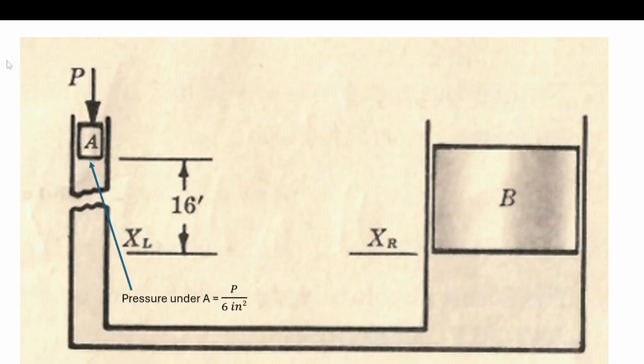Now we need to go to the other side and figure out what the pressure at XL is. So we're going to start with the pressure under A, and that's going to be the force, right? In this case, we're neglecting the weight of A, but for the force, we're going to use the force that's being pushed down on A. So that's P, right? We don't know that. That's what we're trying to solve for. And we divide it by the area, which is 6 inches squared. But we also need to deal with the pressure that's due to 16 feet of fluid from the bottom of plunger A down to XL.